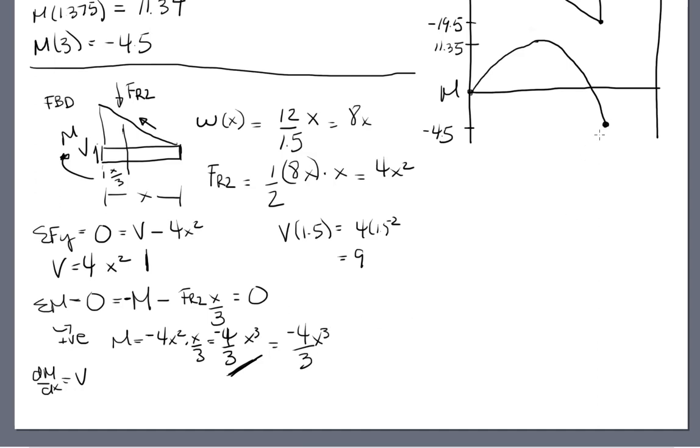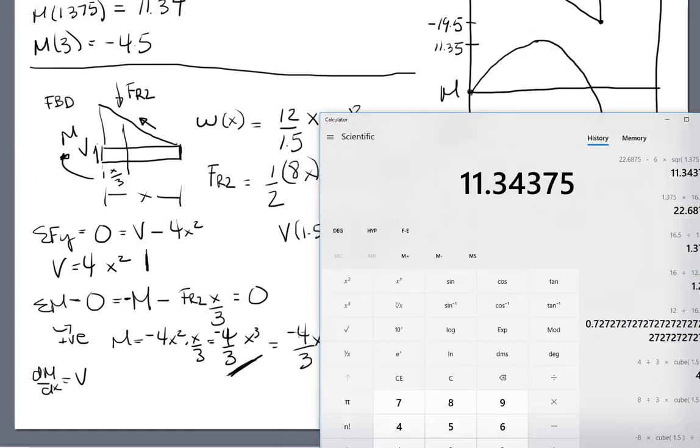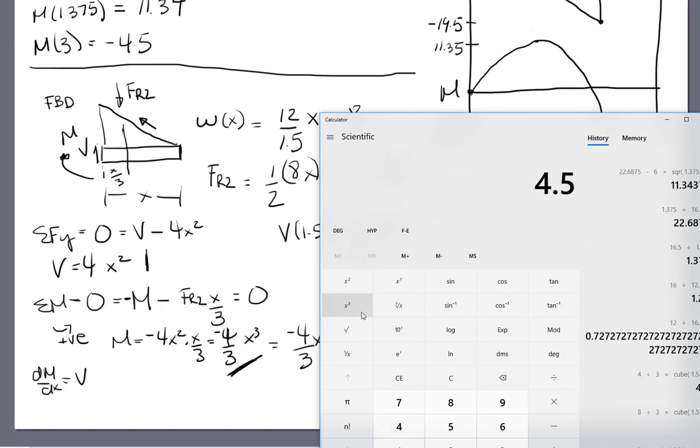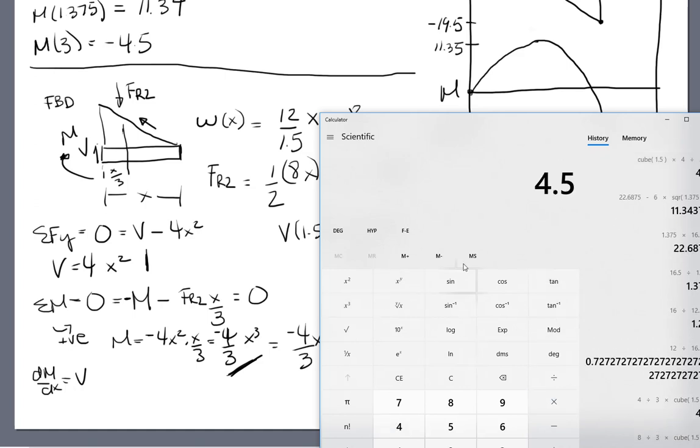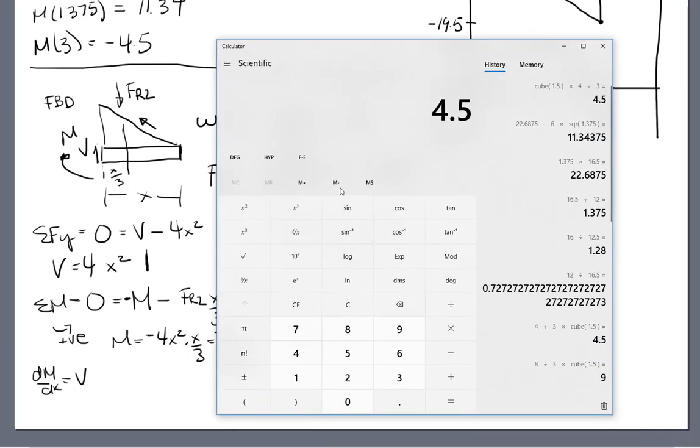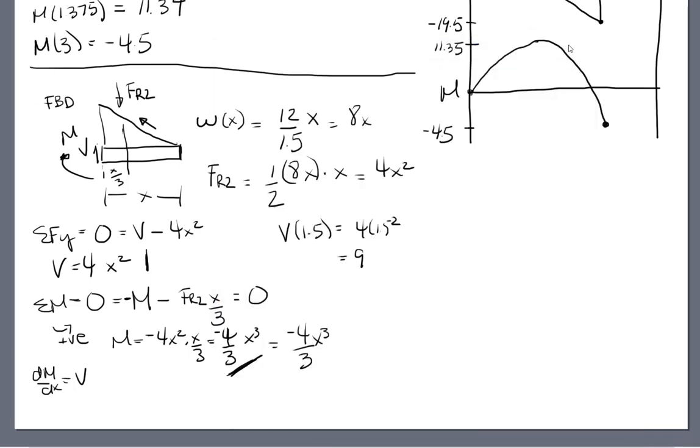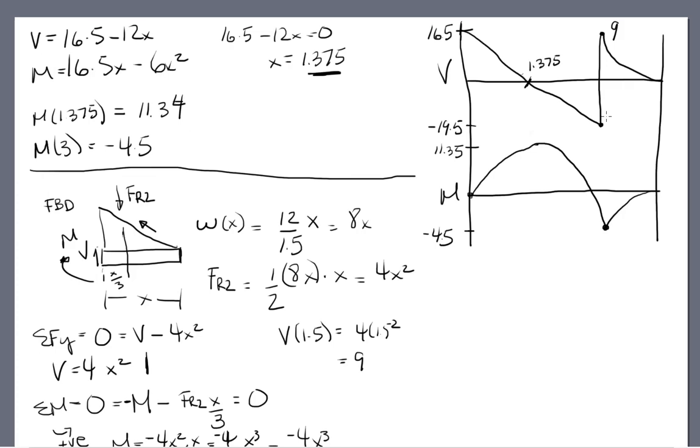Well, remember this is negative 4.5. So if I take 1.5, cube it, and times it by 4 over 3, so here we go, 1.5 cubed times 4 divided by 3 equals 4.5, so it's negative 4.5. And we know it's cubic, right? So it's going to do this. So that's how you solve a problem like this analytically.